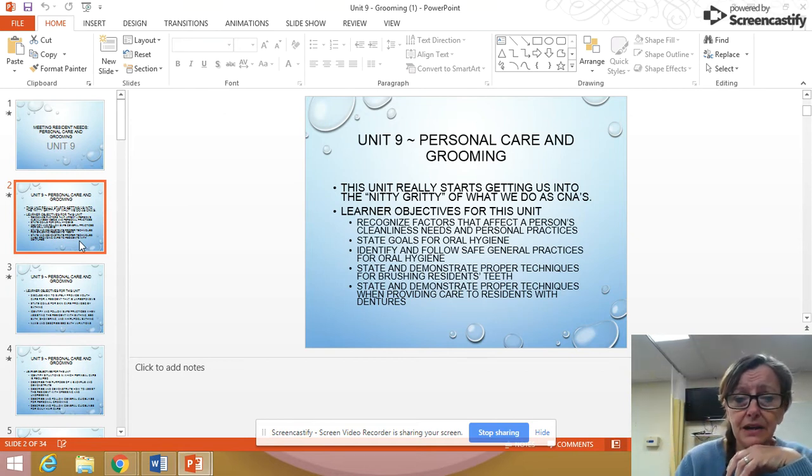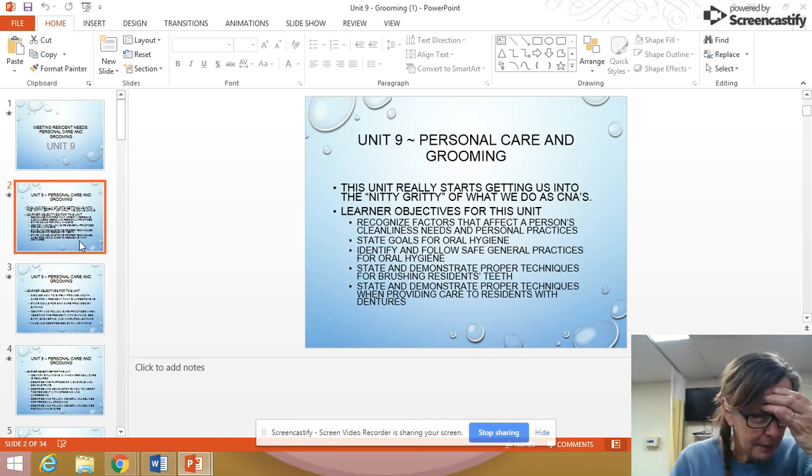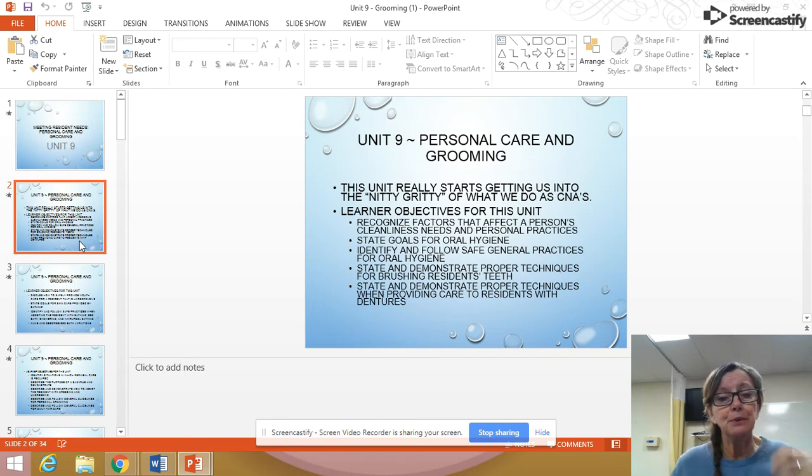You can see that we have a lot of goals under personal care and grooming, because it's pretty much the nitty gritty again of what we do. Recognize factors that affect their cleanliness need, personal hygiene practices, state goals for oral care, oral hygiene, and safe practices for oral hygiene. Demonstrate proper techniques for brushing residents' teeth. I know Hartman's has that, but I also put some techniques from Delta Dental on how to properly brush teeth. And I hope you'll find that interesting.